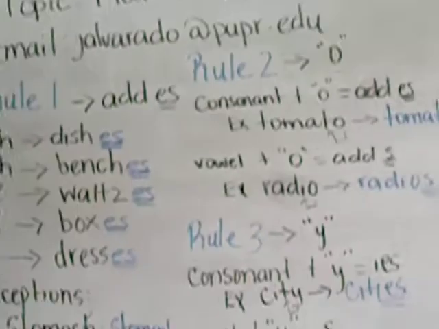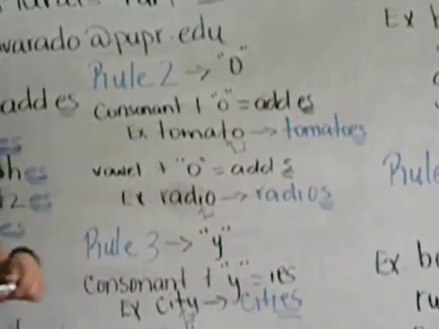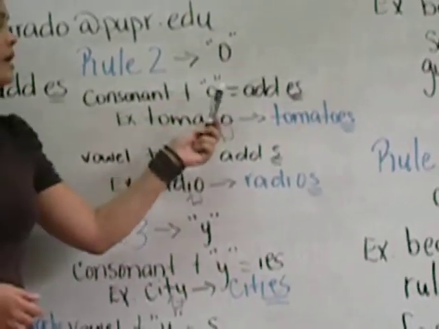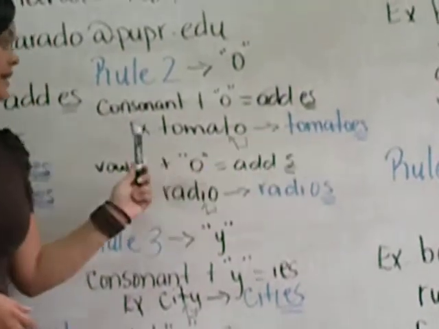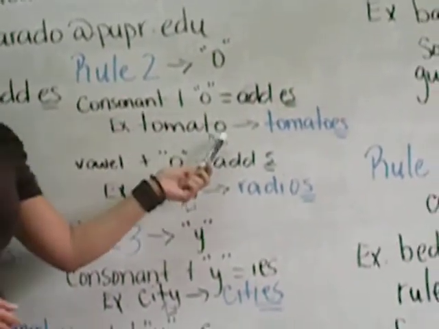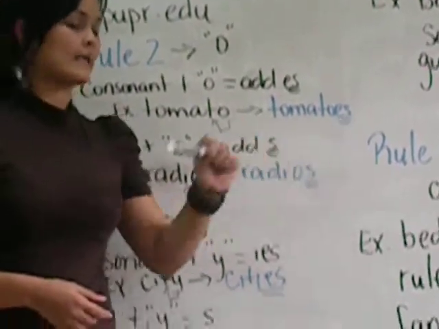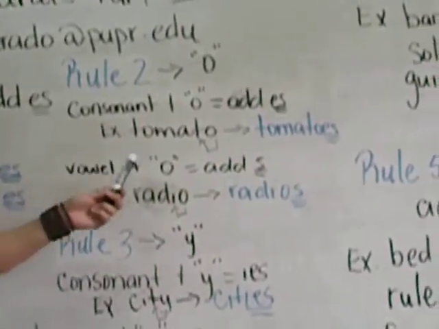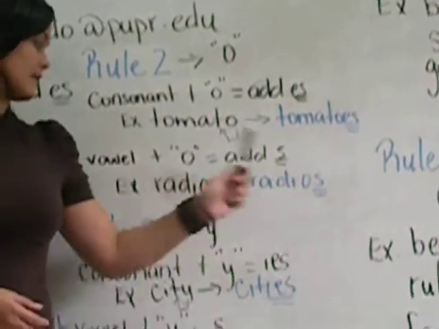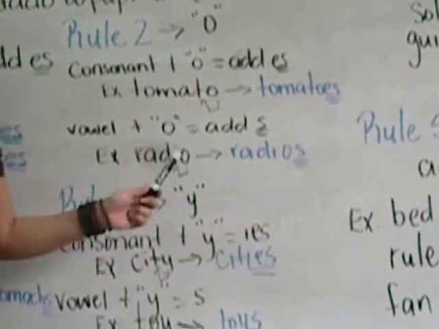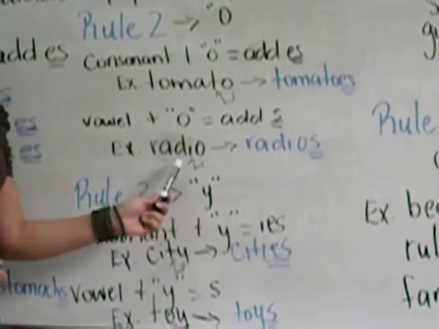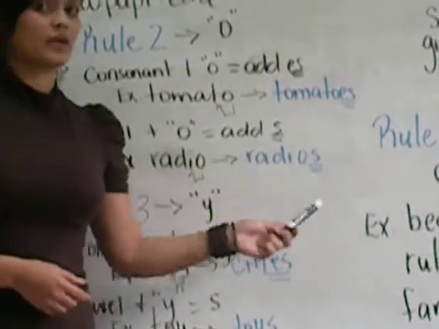Rule number 2 is the rule of the O. And it goes this way. Consonant plus O equals adding ES. Example, tomato. Ends in an O and is preceded by a consonant. So we're going to write tomatoes, add ES. If we have a vowel plus O equals adding S. Example, radio. Ends in an O, is preceded by a vowel, so it becomes radios.